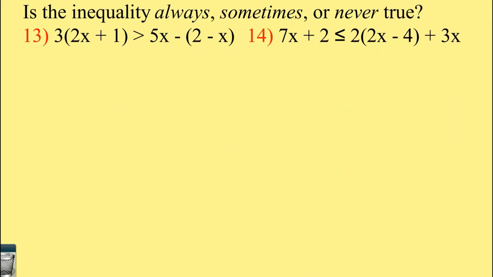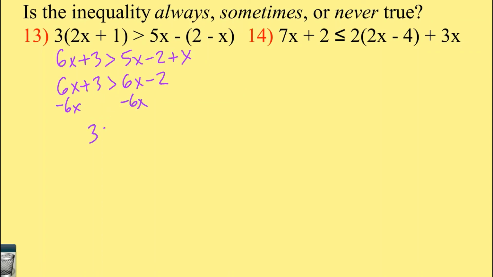All right, so let's see. This is the always, sometimes, or never true. Okay, so let's see what that means. I get a lot of people that go, well, I don't know how to do that. Okay, you're right. Let's look at what it means. Let's solve it. Okay, so distribute. So we get 6x plus 3 is greater than 5x minus 2 plus x. Distribute that negative. All right, then we get 6x plus 3 is greater than 6x minus 2. Well, when we subtract our 6x, all right, we get 3 is greater than negative 2. If you had moved the 3 over, you would have gotten, what, 0 is greater than negative 5.